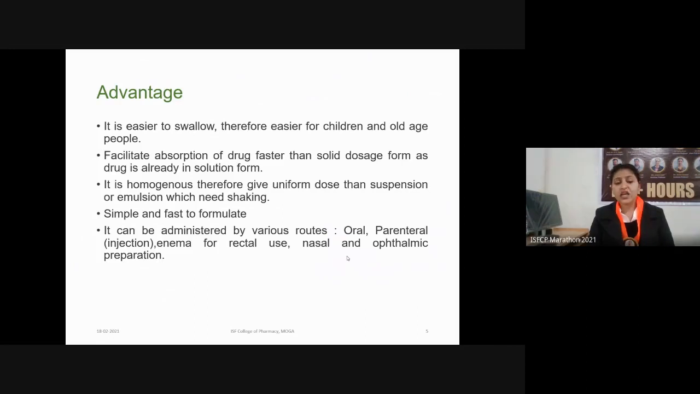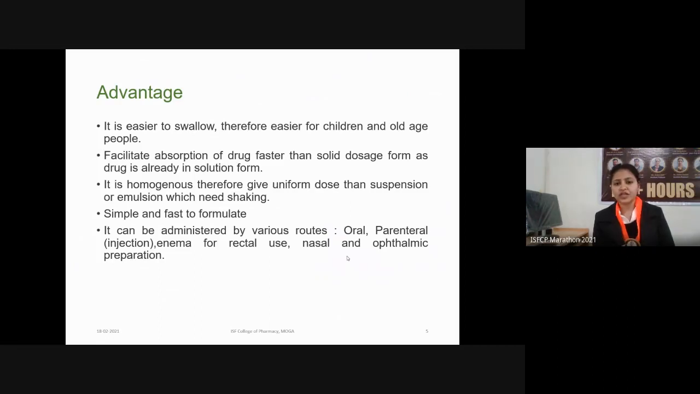It also facilitates faster absorption of the drug than the solid dosage form, as the drug is readily in the solution form. As in the solid dosage form, we know that if we take a solid dosage form, it has to go through disintegration and dissolution. So this step is not there in the case of liquid preparations. That is why they are readily available for absorption, and their rate of absorption is higher than that of the solid dosage forms.